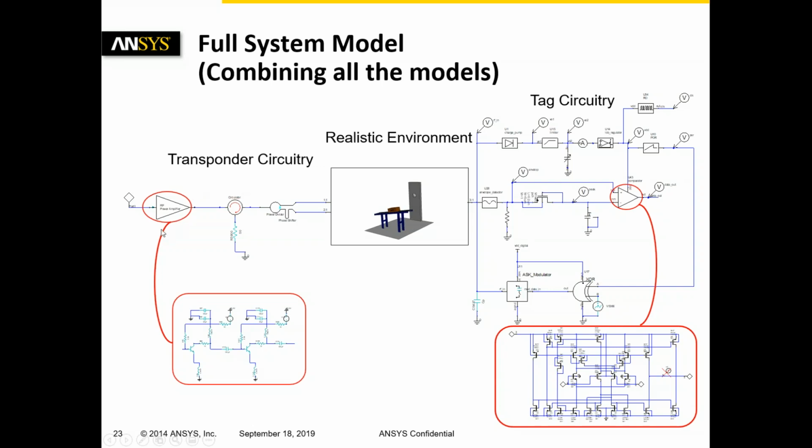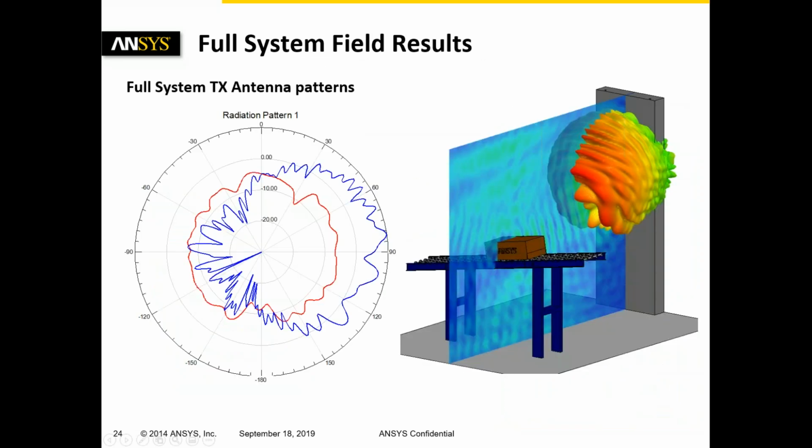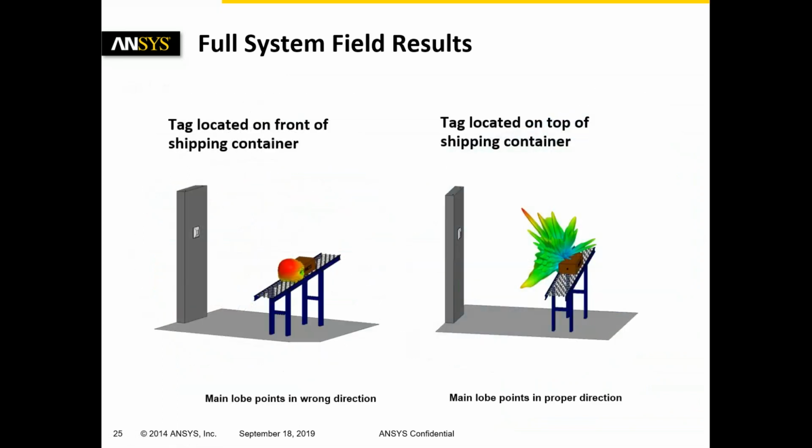So on the left we have the RF power amplifier we discussed, and there's the demodulator on the right, the AM modulator, and the tag circuitry. After that, we can see the full system transceiver antenna patterns would look like this. The full system field results would look like this.